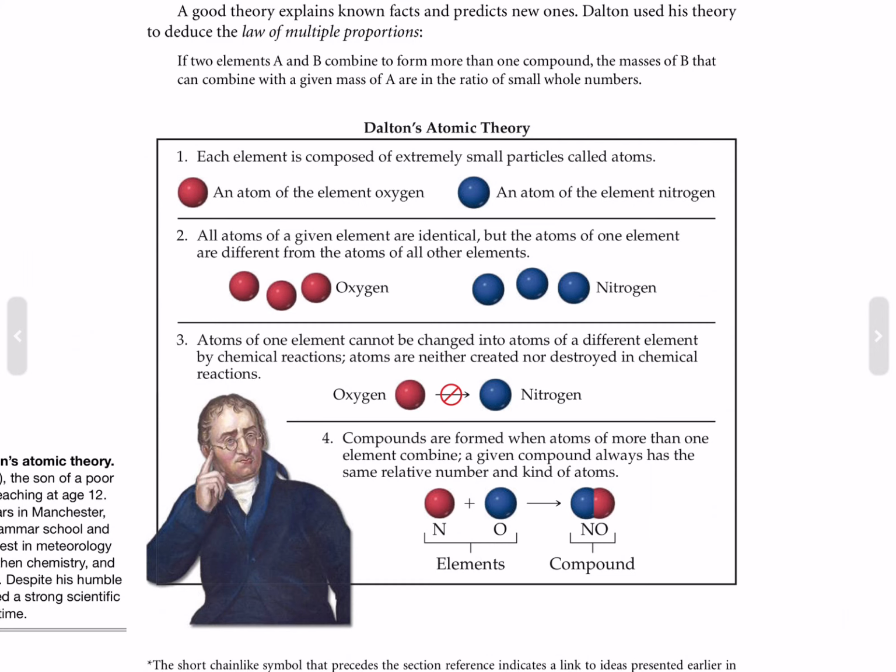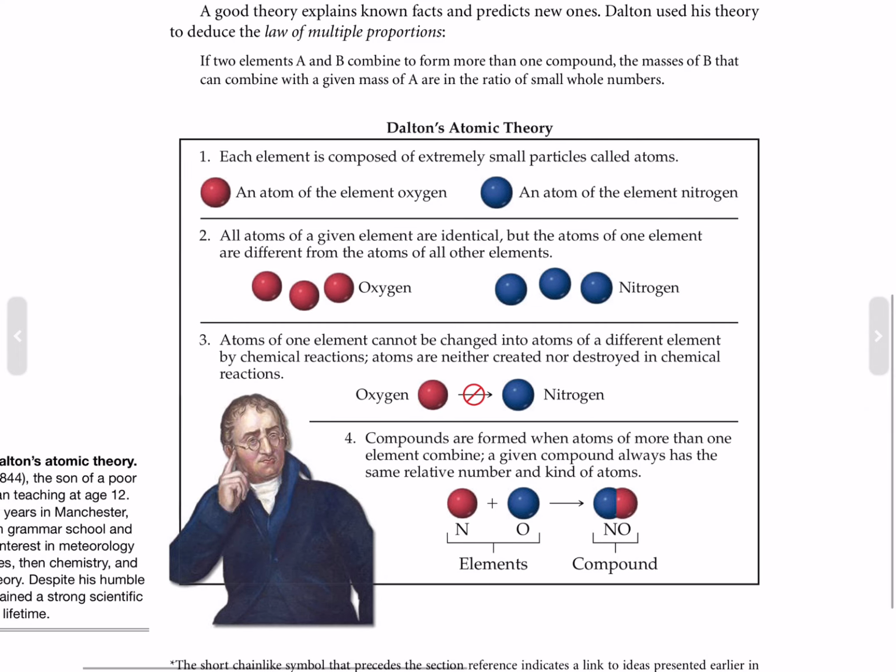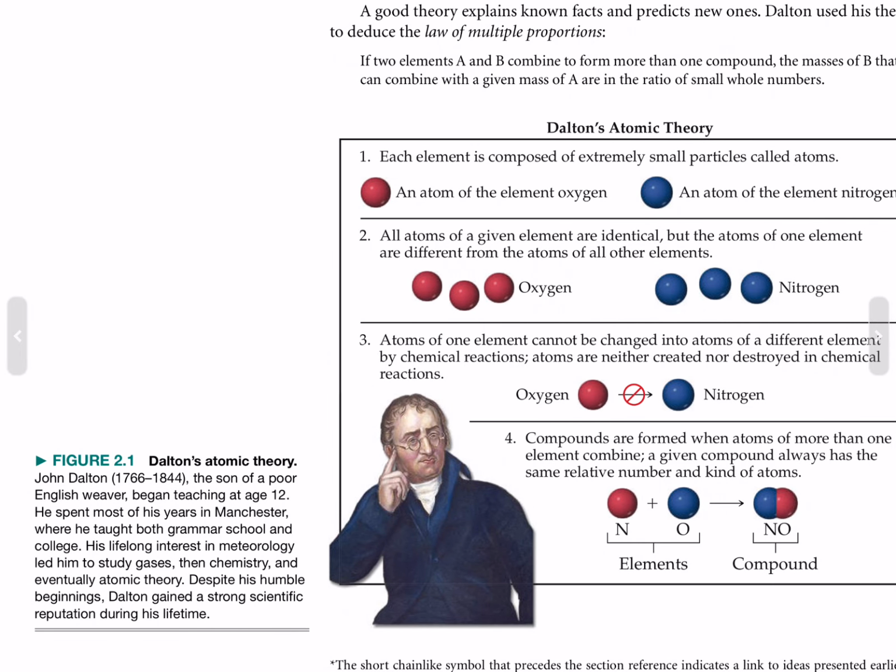Number 3. Atoms of one element cannot be changed into atoms of another element by chemical reactions. Atoms are neither created nor destroyed in chemical reactions. Number 4. Compounds are formed when atoms of more than one element combine. A given compound always has the same relative number and kinds of atoms. Figure 2.1, Dalton's atomic theory.